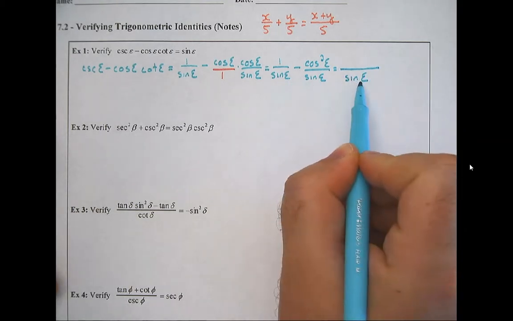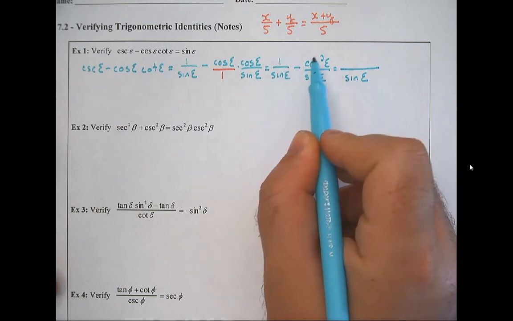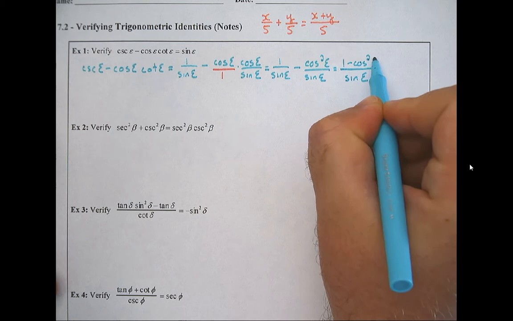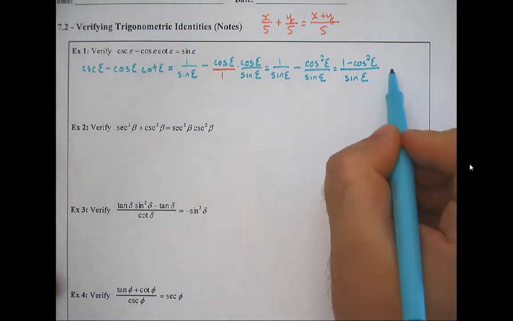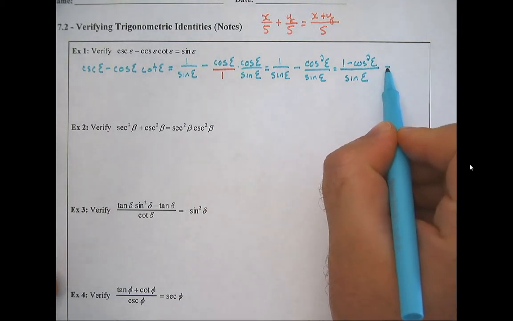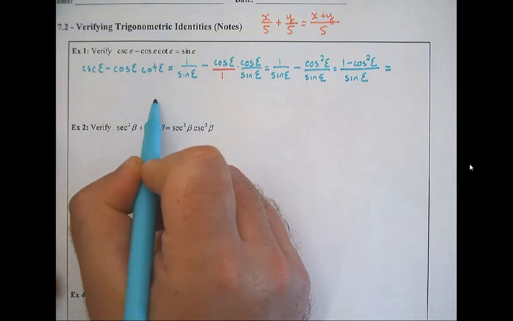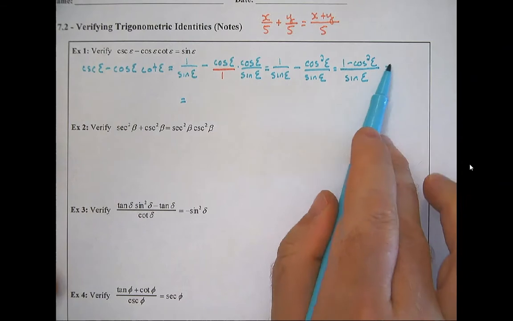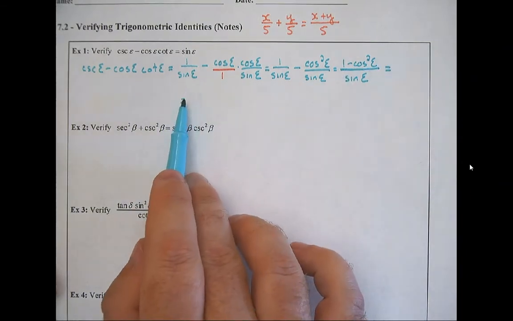Sine and sine have a common denominator of sine. And then 1 minus cosine squared is, I don't know, 1 minus cosine squared. I can't put those together. Now, whenever you run out of room, you leave an equal sign and then you start another equal sign down below.